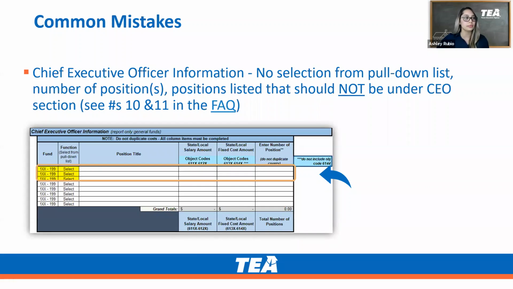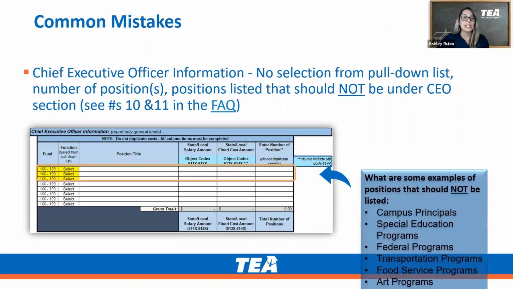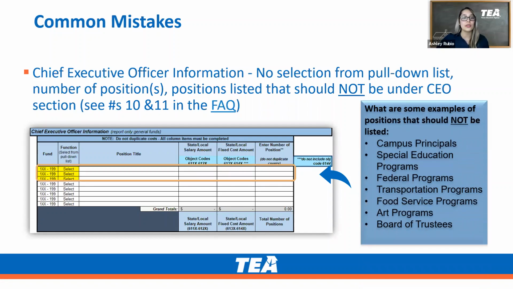We have included some examples of positions that should not be listed under the CEO section, which includes positions which oversee a campus or focus population. Those are not considered CEOs. So for example, campus principals, special education programs, federal programs, transportation programs, food service programs, art programs, board of trustees. You may also view more examples of positions that should not be under this section, which can be found in the FAQ document on pages 10 and 11.